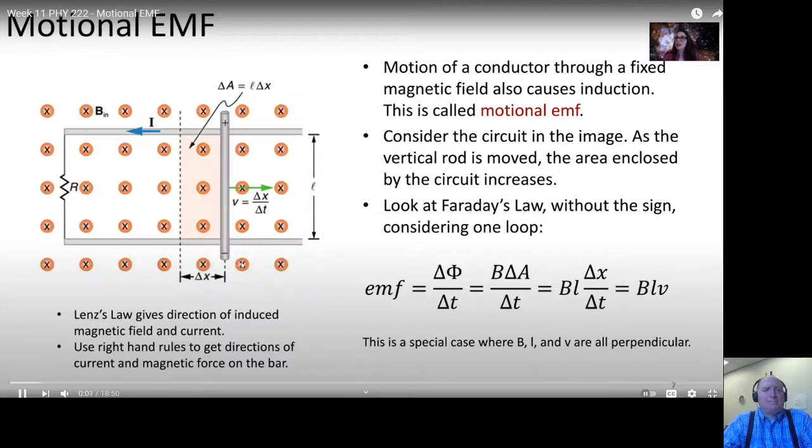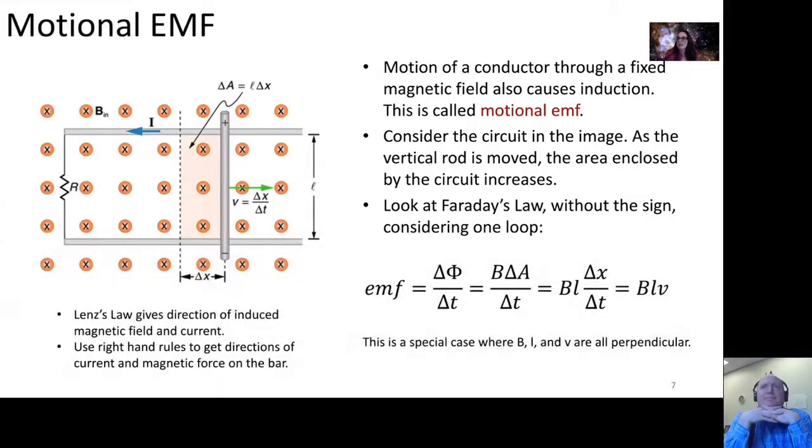Now the motion of a conductor through a fixed magnetic field also causes induction. This kind of induction is called motional EMF. Excellent. So we're going to consider this circuit in this image here. We've got two conducting rods on top. They're connected on this end by a resistor, and on this end there's a metal bar running across. So all of these pieces.